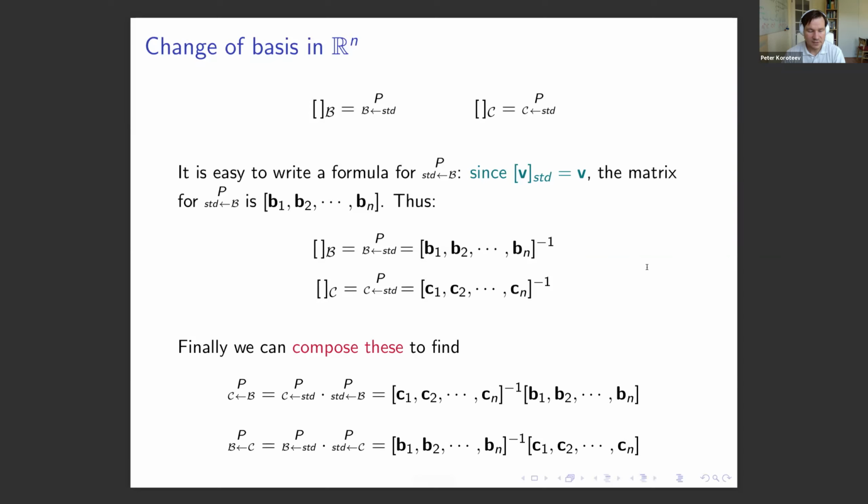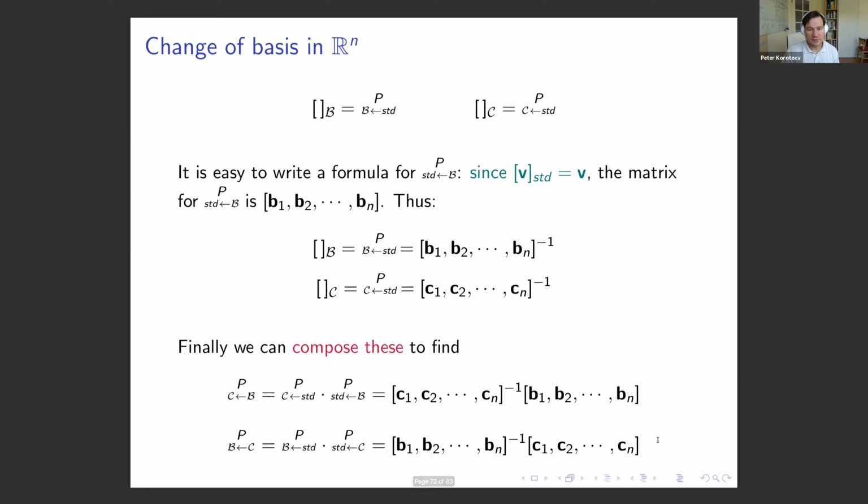And now you can compose them to find that the matrix of change of basis from B to C is equal to the product of the matrix of change of basis from standard to C times the matrix of change of basis from B to standard, right? So you can see this standard should be in the middle, this index over here, and it's equal to the matrix of columns of C's inversed multiplied by the matrix of B's. And then the matrix of the change of basis in the opposite direction, from C to B, will be the inverse of that, which is given by this formula.